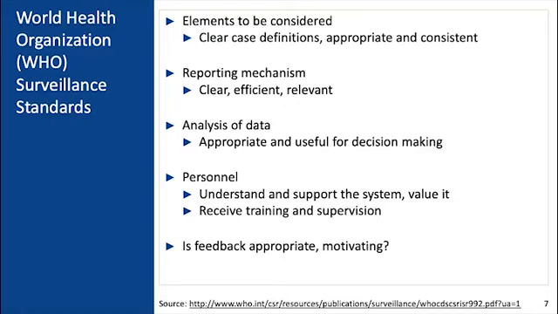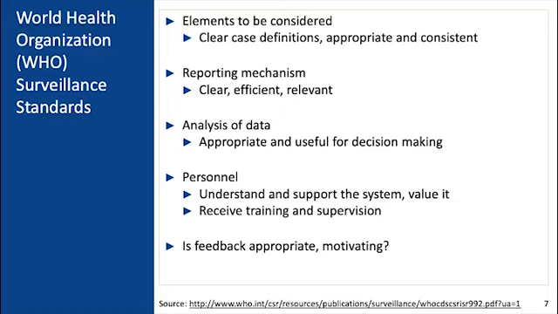The WHO standards also include some criteria about reporting mechanisms. So the reporting mechanisms for a surveillance system should also be clear, efficient, and relevant, meaning that the people who ultimately are going to make decisions based on the data are included in the reporting mechanism and the reporting chain. The standards also address analysis of data, and they suggest that the analyses should be appropriate for the data type and also useful for decision-making.